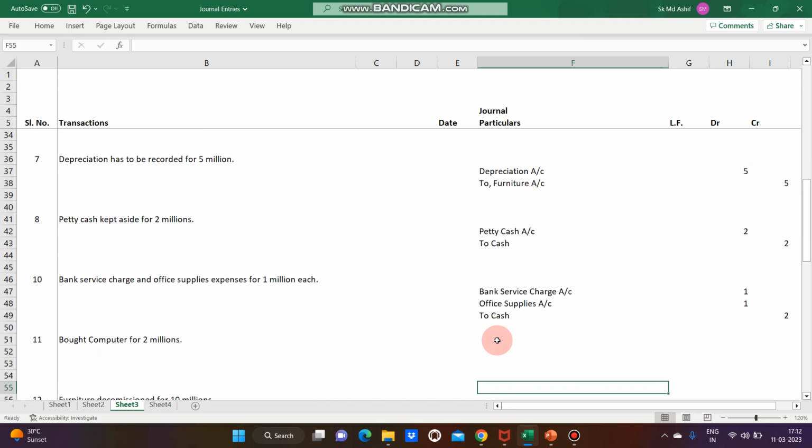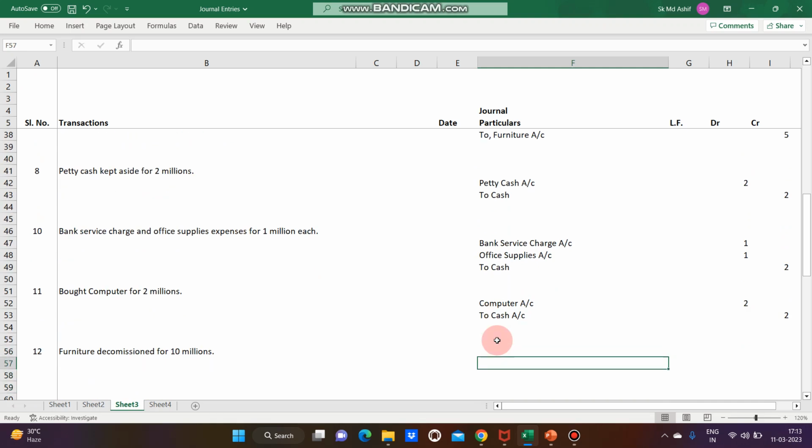Next is a fixed asset purchase. So there is an increase in asset in the form of computer. So the computer account will be debited, and let's assume that we are buying it for cash. So cash will be credited.